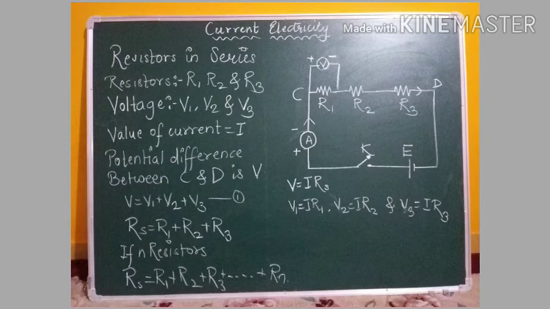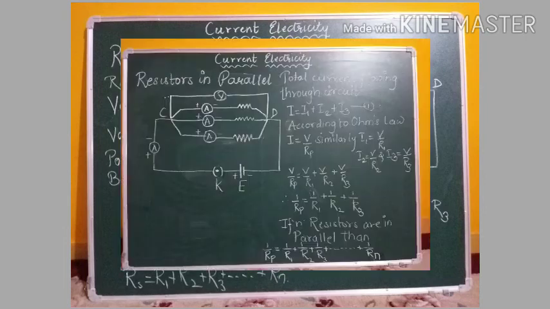Here voltage can be given by the formula V equals I Rs, where I is the current and Rs is the resistance of the resistors in series, where V1 is equal to IR1, V2 is equal to IR2 and V3 is equal to IR3. So these are the formulas which could be used for the calculations of resistors in the series.